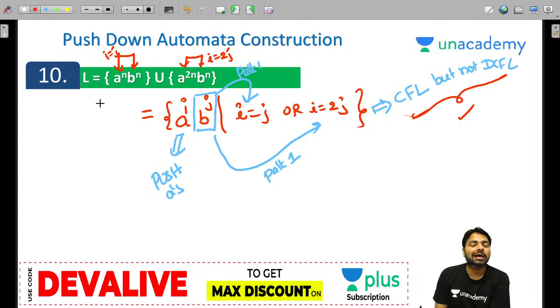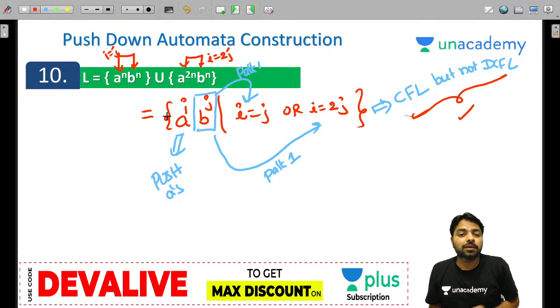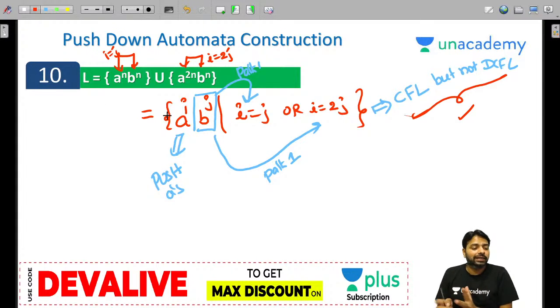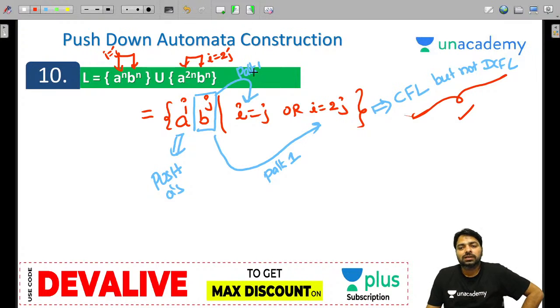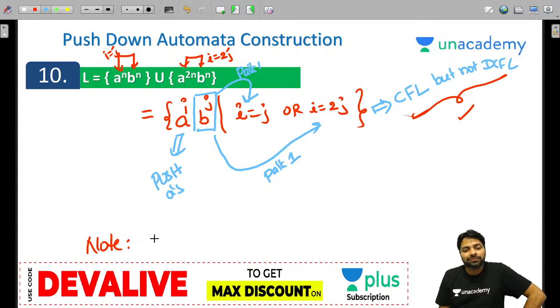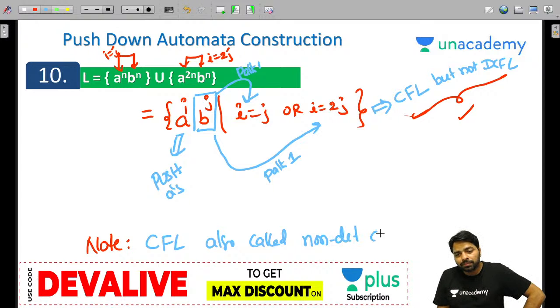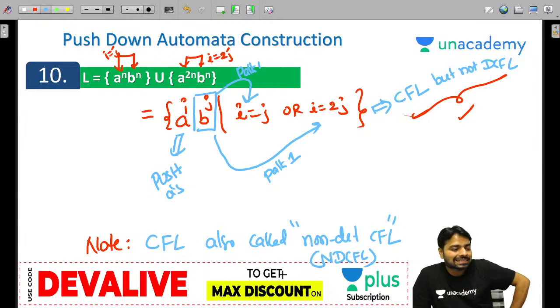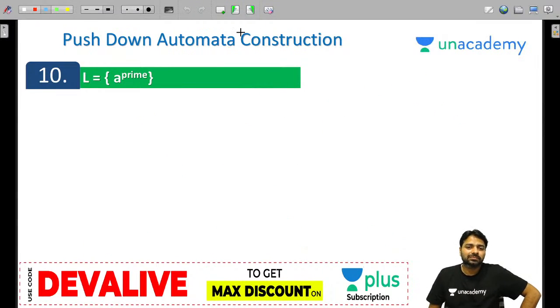Okay, because here you don't have anything to differentiate which string is coming. Yeah, if C, D is there, or at least D is there, you can identify. And note, some people, you are talking about NDCFL, right? CFL is also called non-deterministic CFL. Remember that. CFL synonym is NDCFL. I only say CFL, but you can assume NDCFL.